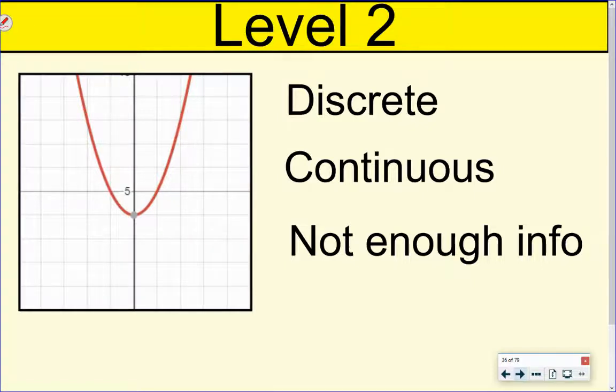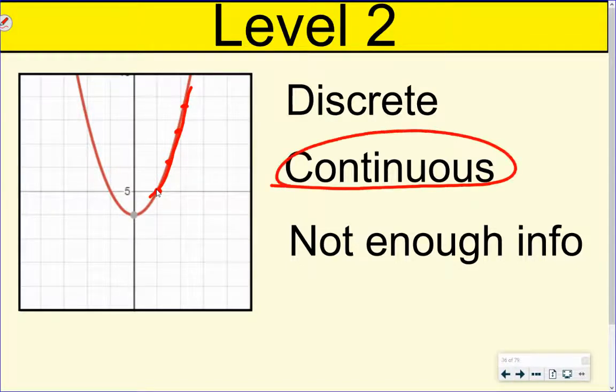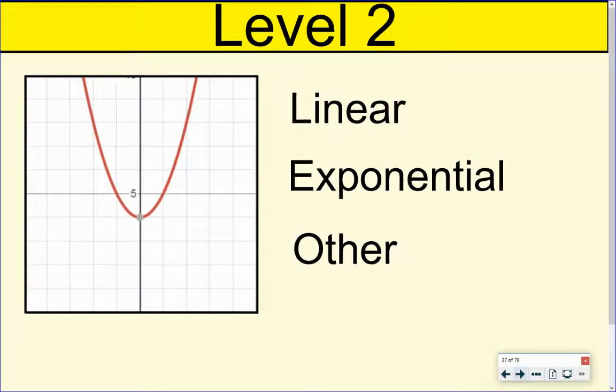Okay, it would have dots all over this graph, but they are connected. So the fact that they are connected means it is continuous. Next up, linear or exponential. Well, this is where we're finally going to use this other category here. It's not linear or exponential.